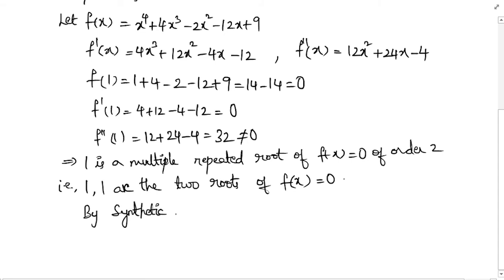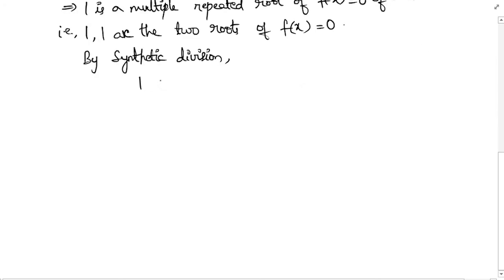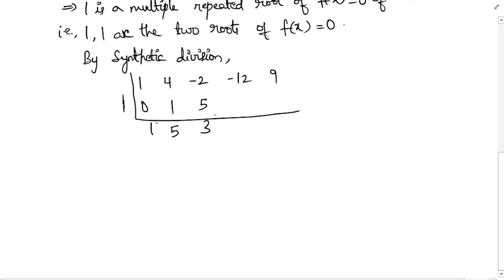Using synthetic division, the coefficients are 1, 4, minus 2, minus 12, 9. One of the roots is 1. So this will be 1, 5, 3, minus 9, and this will be 0.